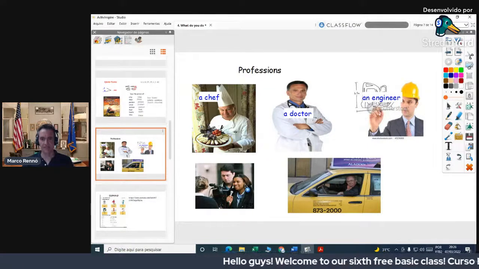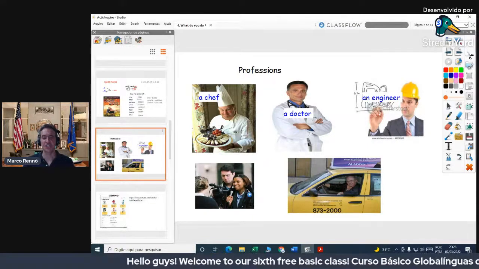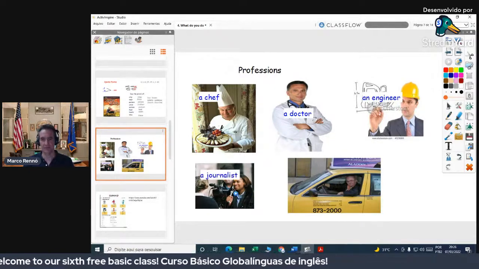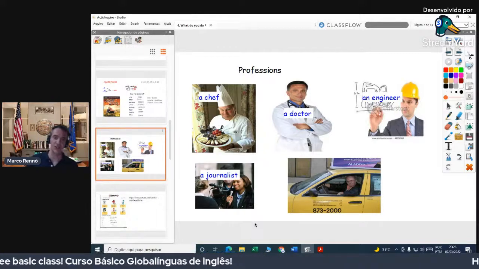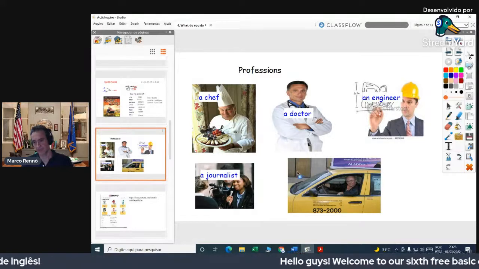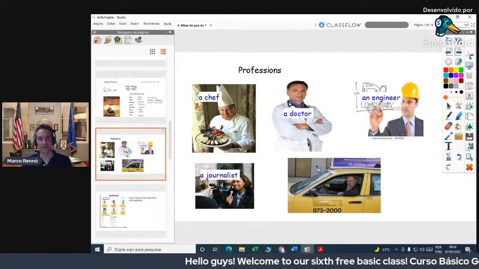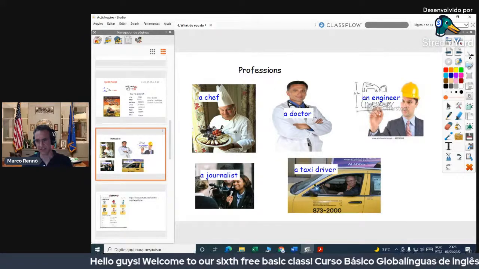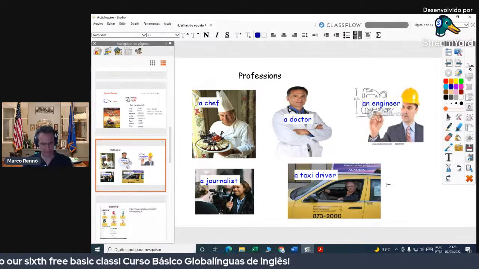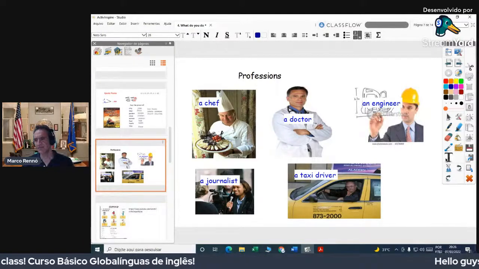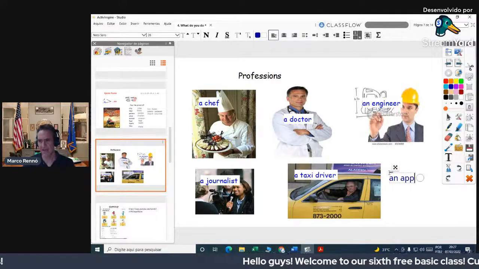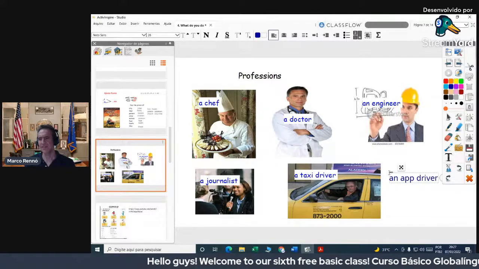And this woman here, she works for television. She is a reporter or a journalist. A journalist. She's a journalist or she's a reporter, right? And this man, he is a driver, a taxi driver. He's a taxi driver. Nowadays, there is another profession that is an app driver. App driver. I think yes.